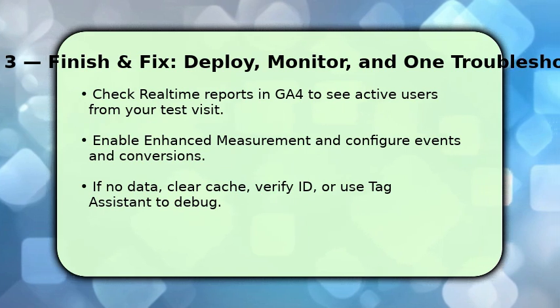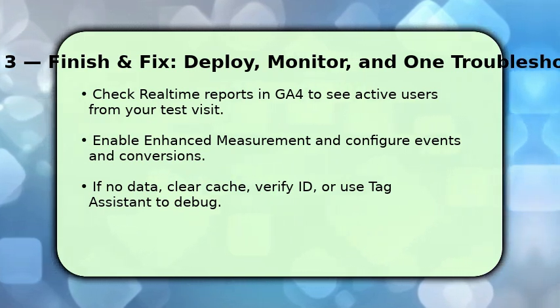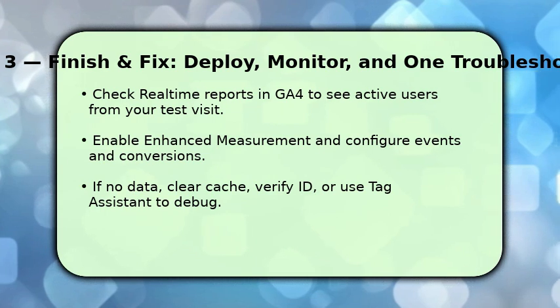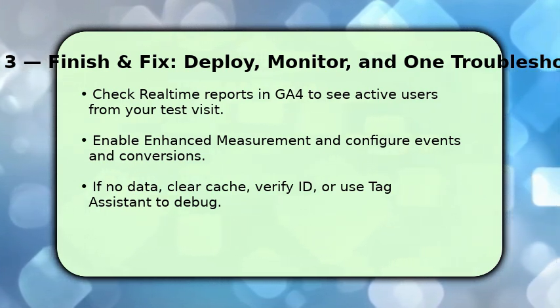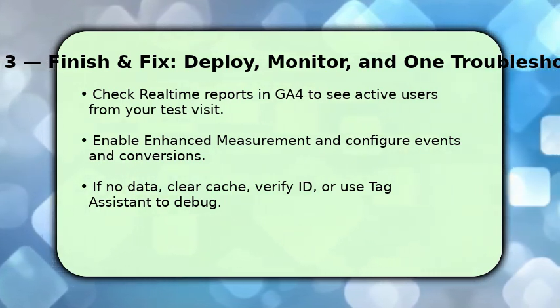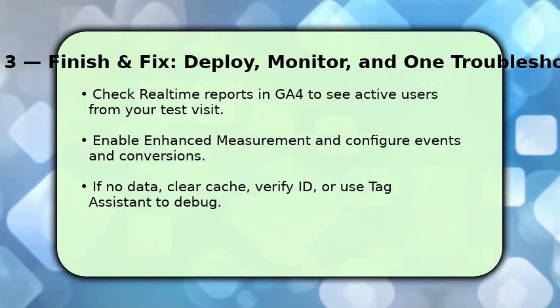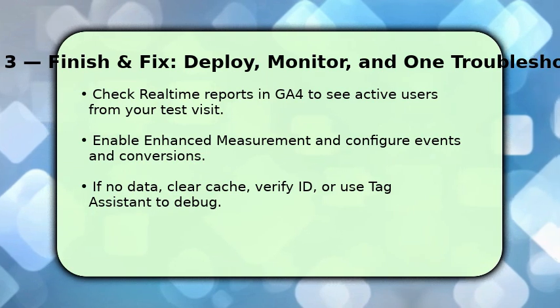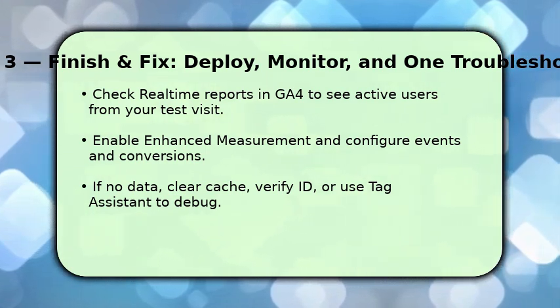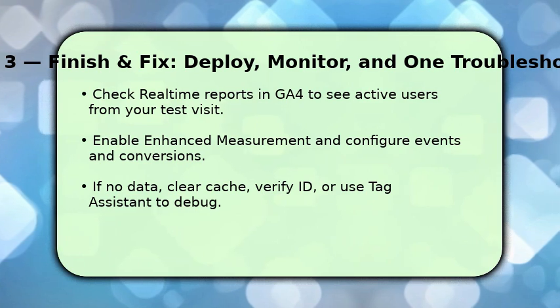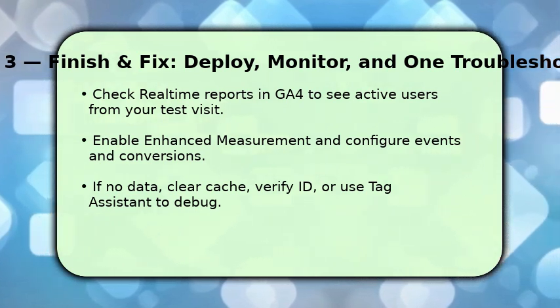After verification, enable enhanced measurement in the data stream and mark key events as conversions so Blogger page views become useful insights. If you don't see data, make sure the measurement ID matches exactly, clear your browser cache, disable ad blockers, and run Google Tag Assistant or the browser console to spot errors.